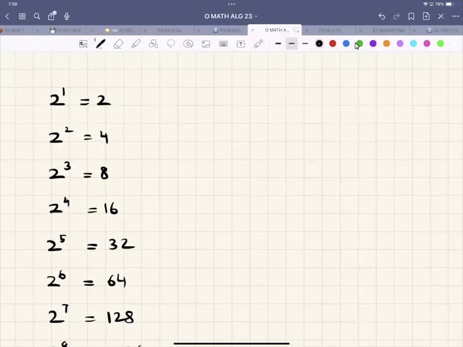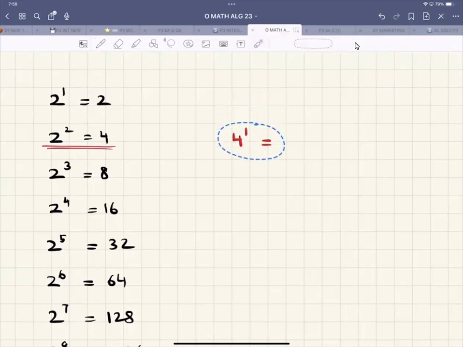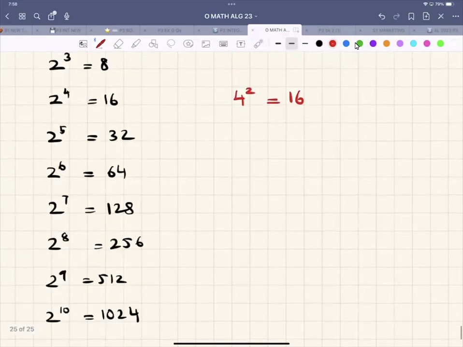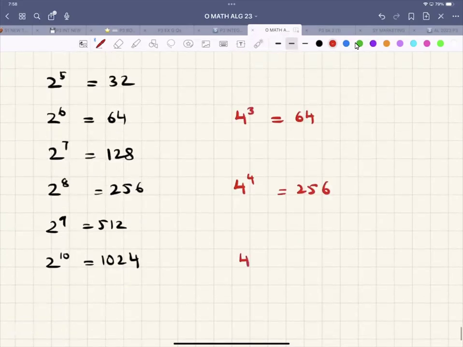Now we know that 2 raised to power of 2 is 4. So let me focus on 4. 4 raised to power of 1 is 4. So let me write it over here. 4 raised to power of 1 is 4. 4 raised to power of 2 is 16. 4 raised to power of 3 is 64. 4 raised to power of 4 is 256. 4 raised to power of 5 is 1024.